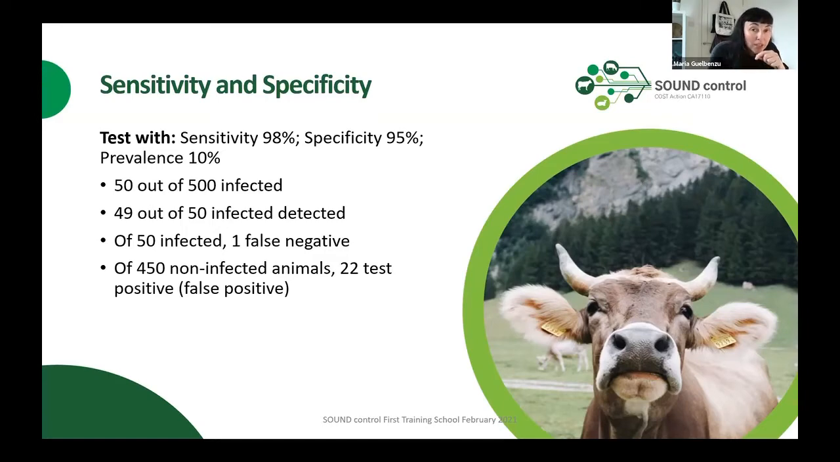And then what about the specificity? Well, our non-infected animals are 450. So 95% of those will be correctly identified. So I should have put that too there. But the remaining 5% will not be, will be false positive. So those are our 22 tests. Test positive.